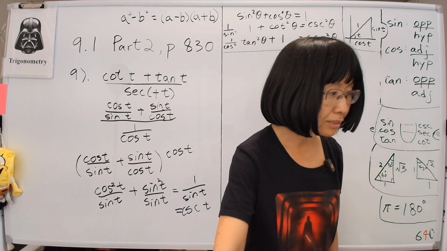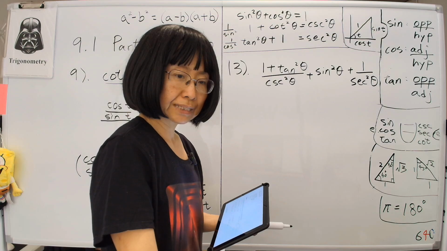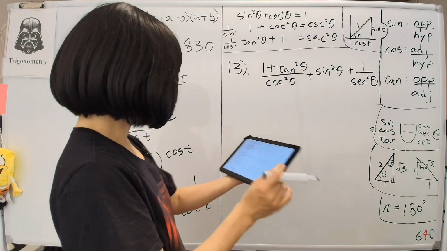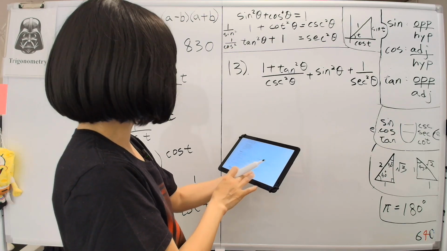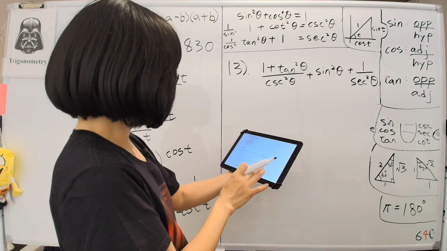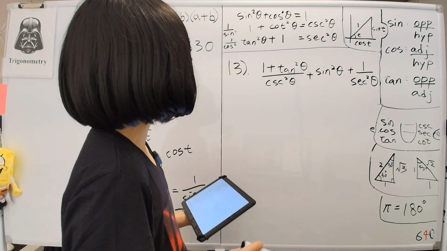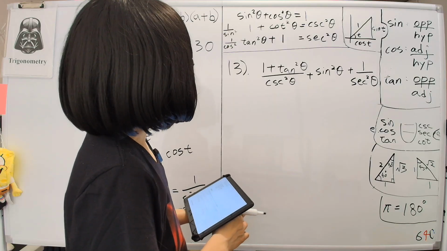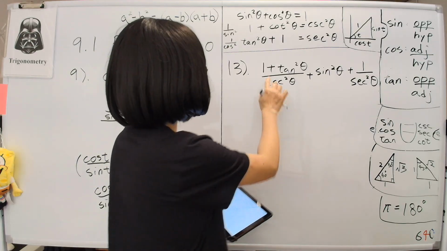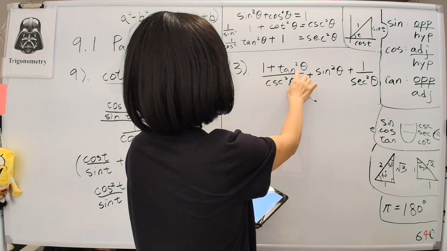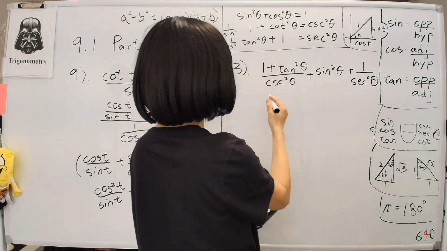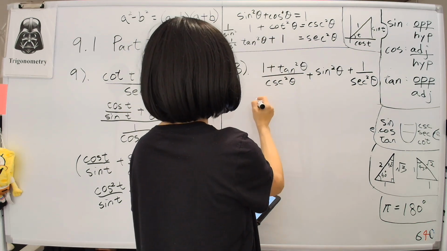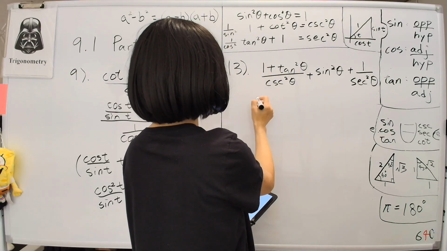So next, let's look at problem 13. Now problem 13 says we have 1 plus tangent squared over cosecant squared plus sine squared, and then 1 over secant squared. So let's deal with that. Now first, 1 plus tangent squared, it says right here, equals secant squared. So let's write that in. So this part equals secant squared.